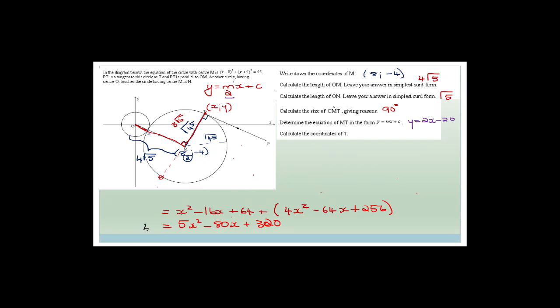I just realized it's all still equal to 45, wasn't it? Because it was equal to the length of the circle here, sorry. So therefore, we're going to go 320 minus 45 is 275. We can still divide everything by 5, because that's not 0. So we get 0 is equal to x squared minus 80 divided by 5 is 16x, plus 275 divided by 5 is 55.